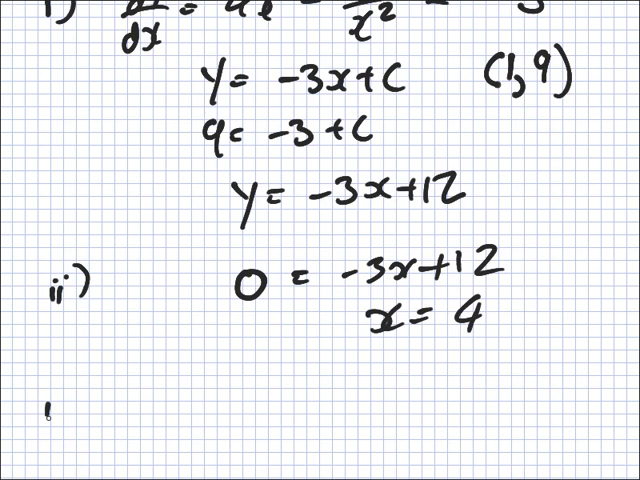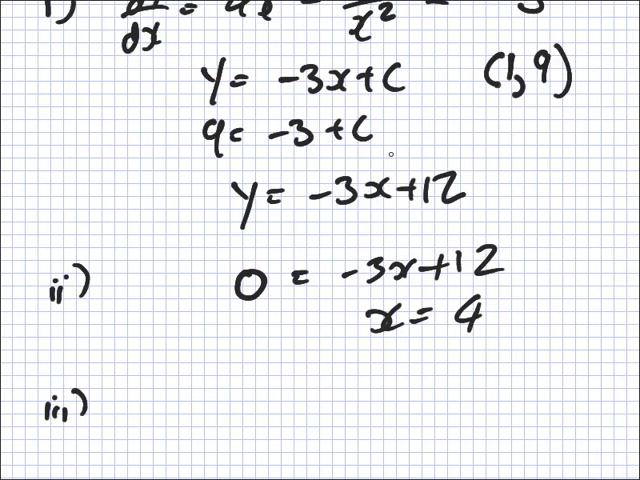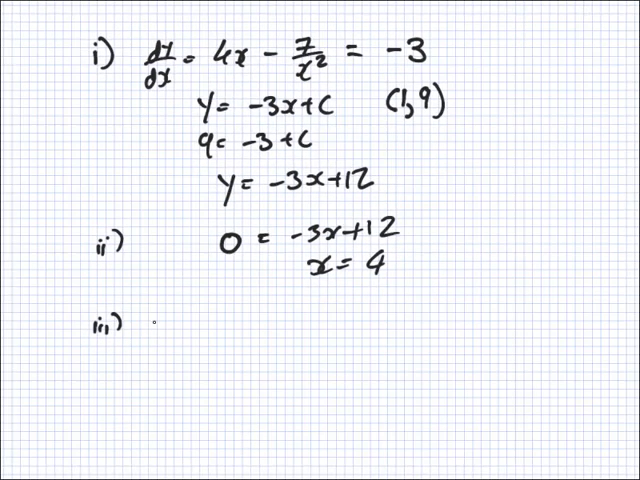Right. Part 3. Find the area between the curve and the x-axis between 1 and 4. So in the picture, if I just go to the side, they're looking for this area. So what do I do to get this area? Integrate, yeah. So I integrate here from 1 to 4. Integrate from 1 to 4, 2x squared plus 7 over x dx.